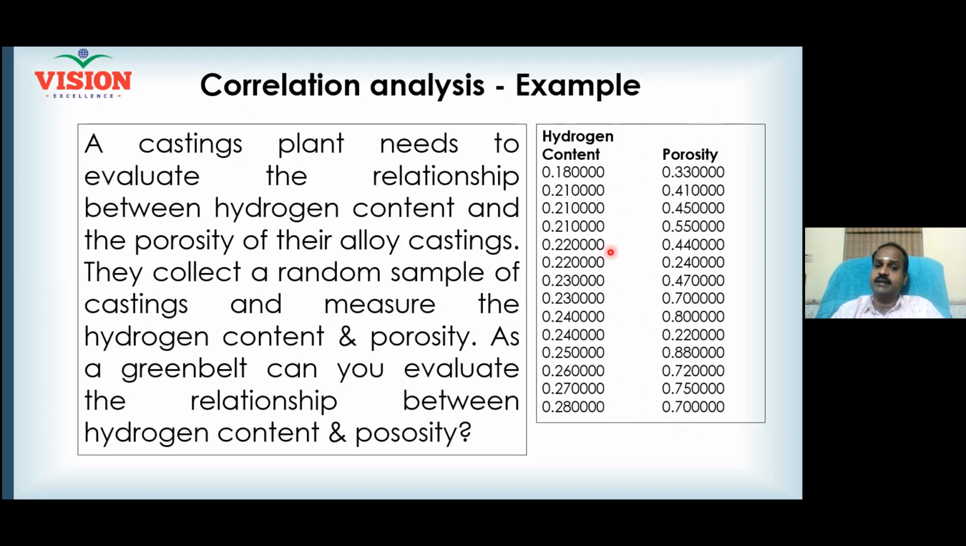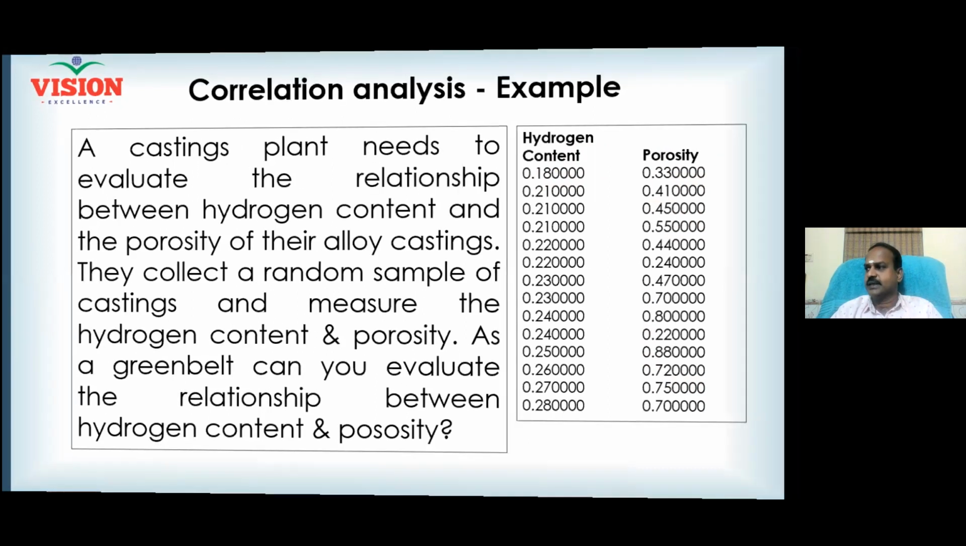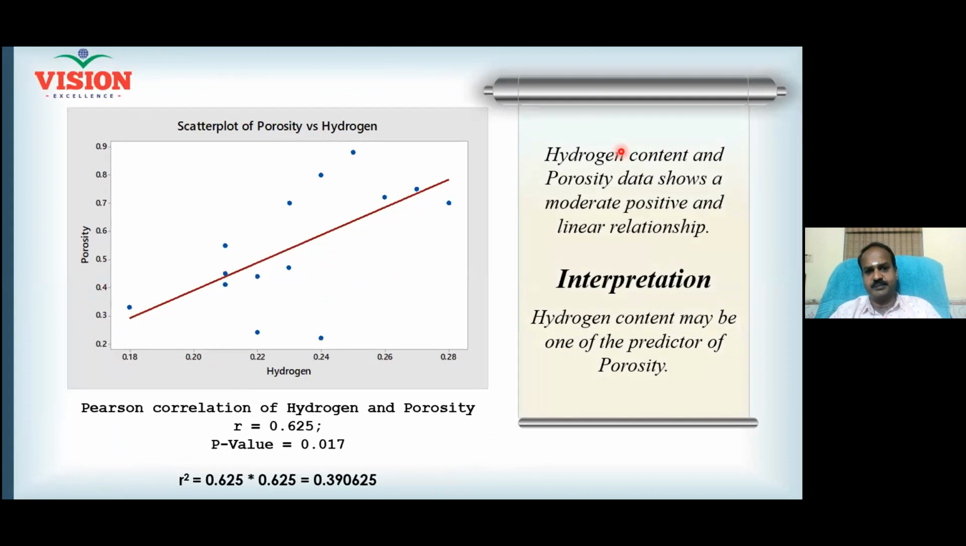So hydrogen content is very varied and the porosity level is steady. Now, which is the Y variable here? Hydrogen content or porosity? Porosity. Porosity is the Y variable, and the X variable is hydrogen content. In order to understand what influence hydrogen content has on the porosity in the castings, we plot the scatter diagram.